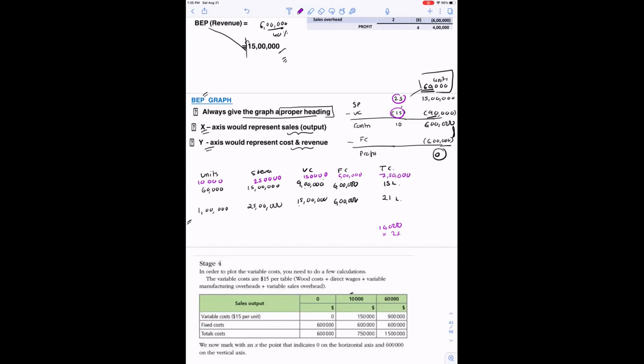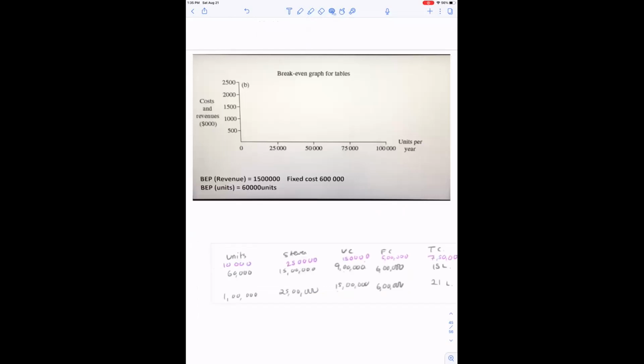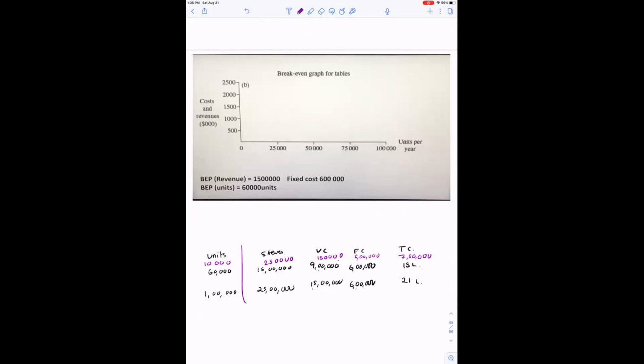Now, keeping these figures in mind, we will try and plot our break-even chart. Remember, you should always give the proper heading.